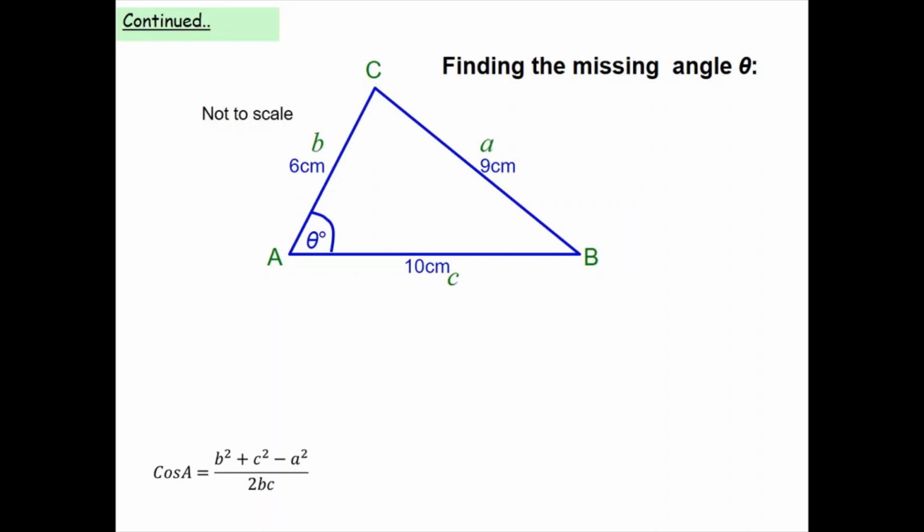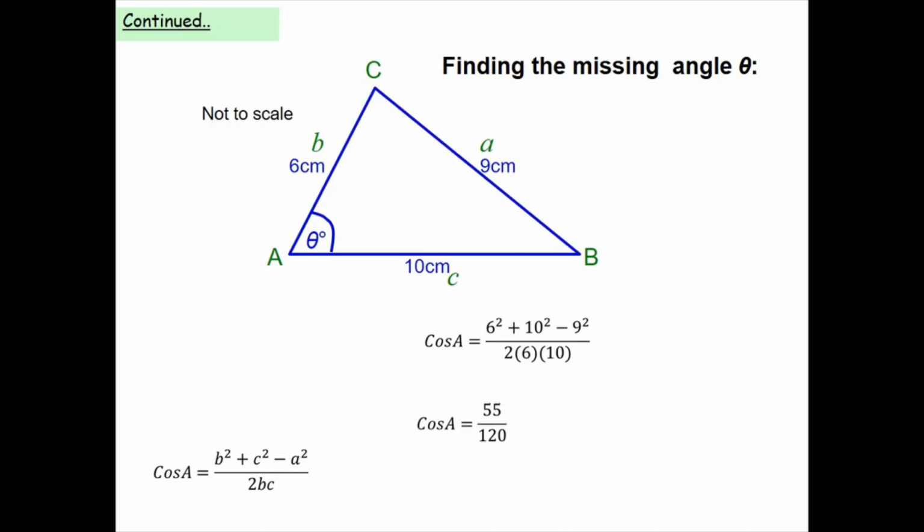When you get to this stage, students, it is a case of just putting it in your calculator and being careful that you, if necessary, use brackets so that you don't end up with double negatives or accidentally making a sort of silly calculation error. So I'm going to put the bits in that I know. Here I go now. So 6 squared plus 10 squared take away 9 squared, all divided by 2 times 6 times 10. And that gives me that. Cos A equals 55 over 120.